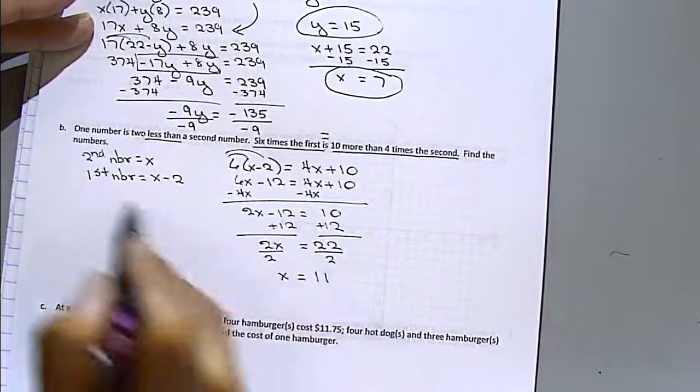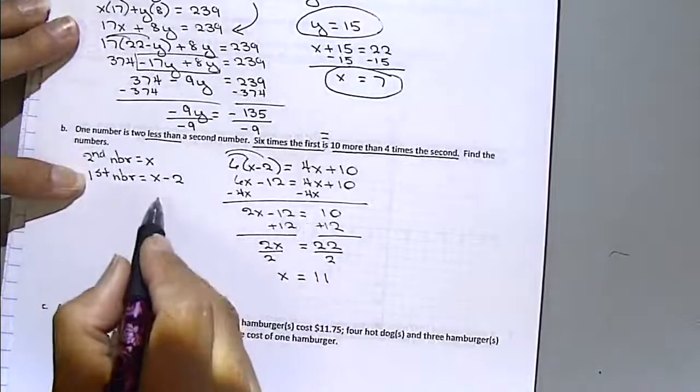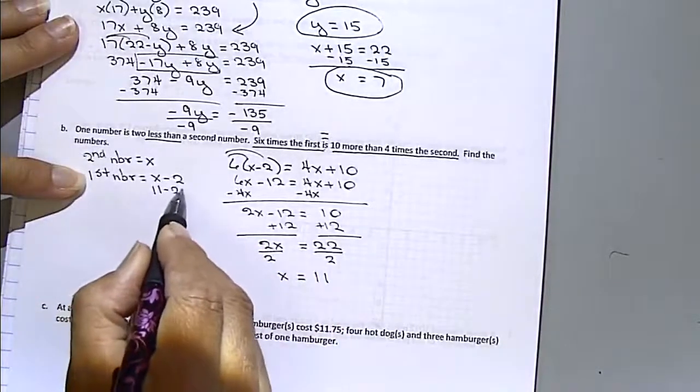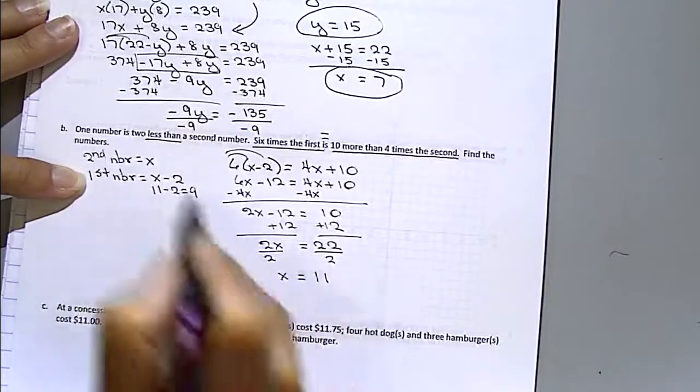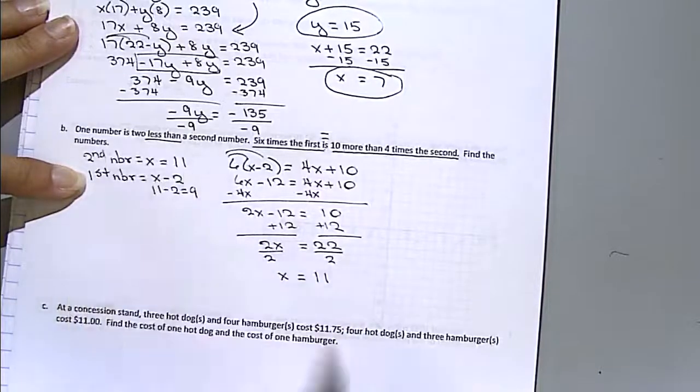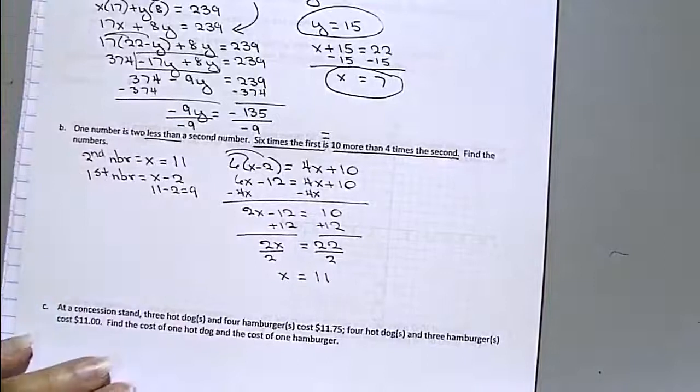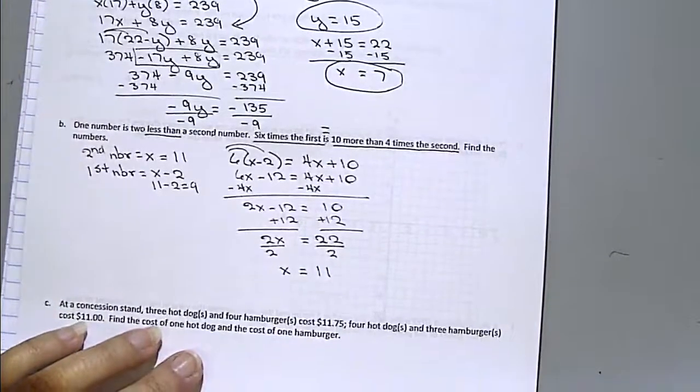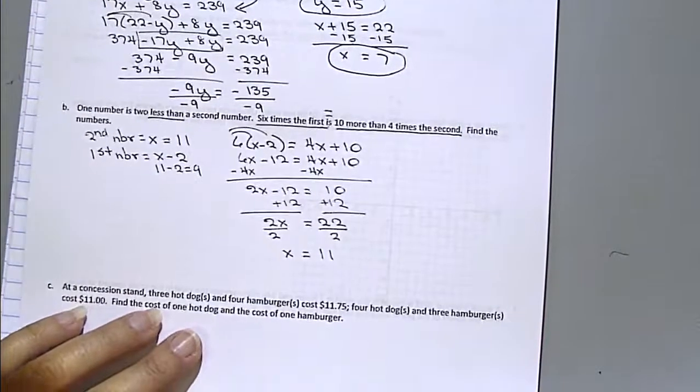So what's the first number? Well, the first number is 11 minus 2, or 9. The second number is 11. And plug it back into the thing and see if it works, but those are the two answers. Those are the numbers, aren't they?